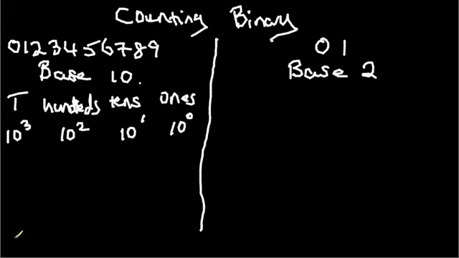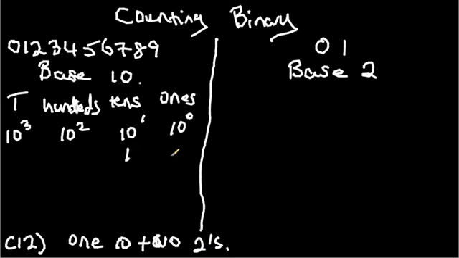So for example, if you wanted to write 12 in base 10, we would have 1 ten plus 2 ones. Or if you wanted to write the number 741, we would have 7 hundreds, we would have 4 tens, and we would have 1 one, because we have all these options here. When we're counting in binary, we only have two options, okay?